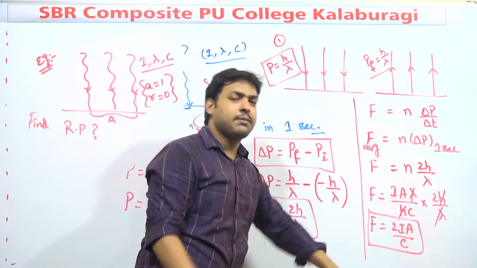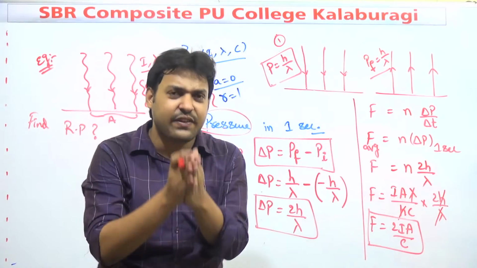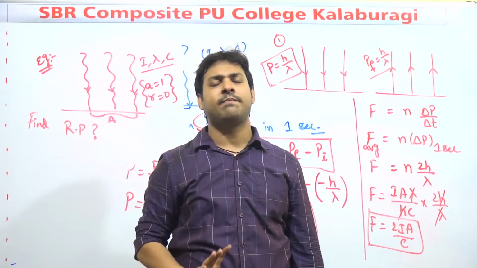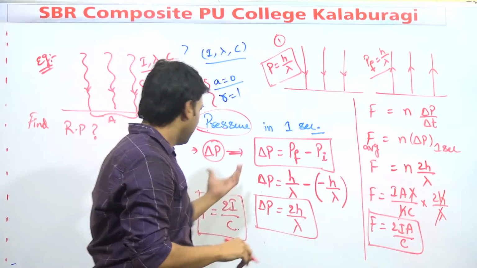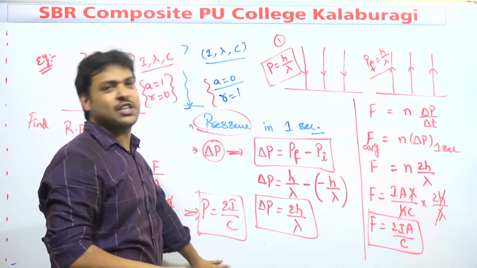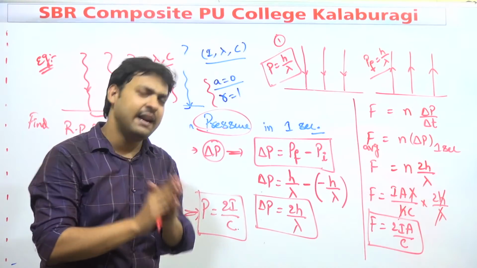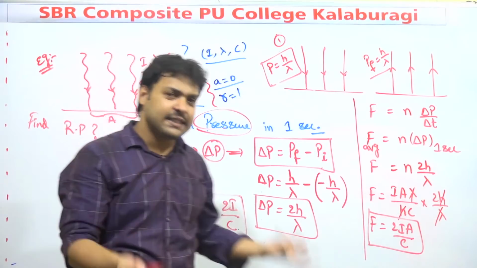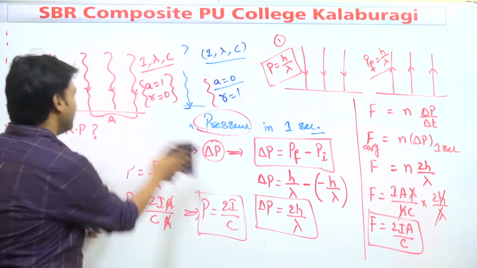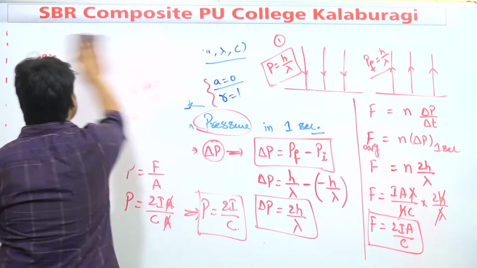Clear about the concept? Try to see the first question carefully and try to follow the same steps. First calculate the change in momentum. Then calculate the force. Then calculate N and then calculate the pressure. Try to apply the same method, it will be easy. Still more cases are there, we'll see after the board classes. Alright? So this is about the radiation pressure.